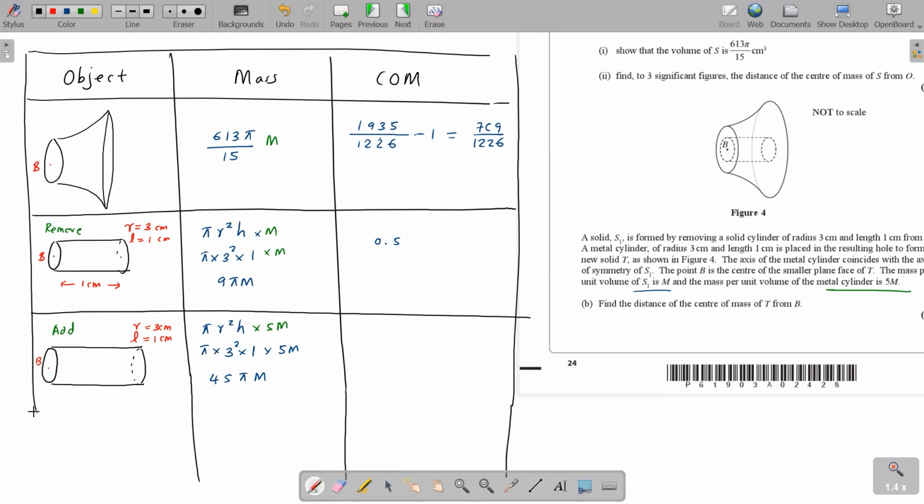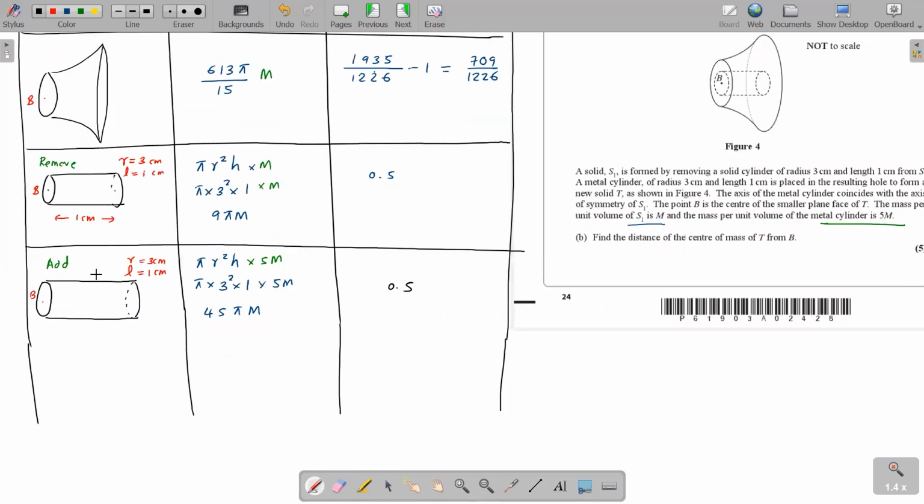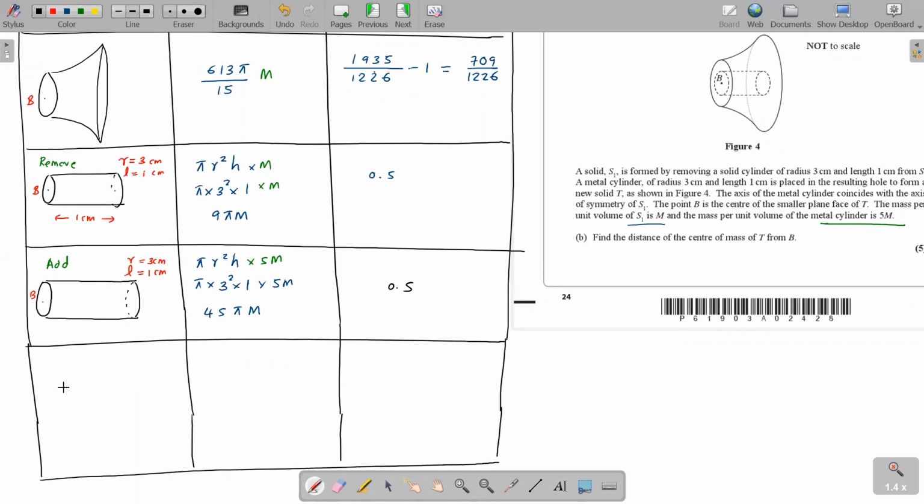And what about the center of mass? Same, because it's a cylinder, center of mass is exactly in the middle, 0.5. And then the final figure. So in the final figure, what do you get? You have the full solid, right? You remove the cone. Sorry, you remove the cylinder. And you input one back. Are you with me? Okay.